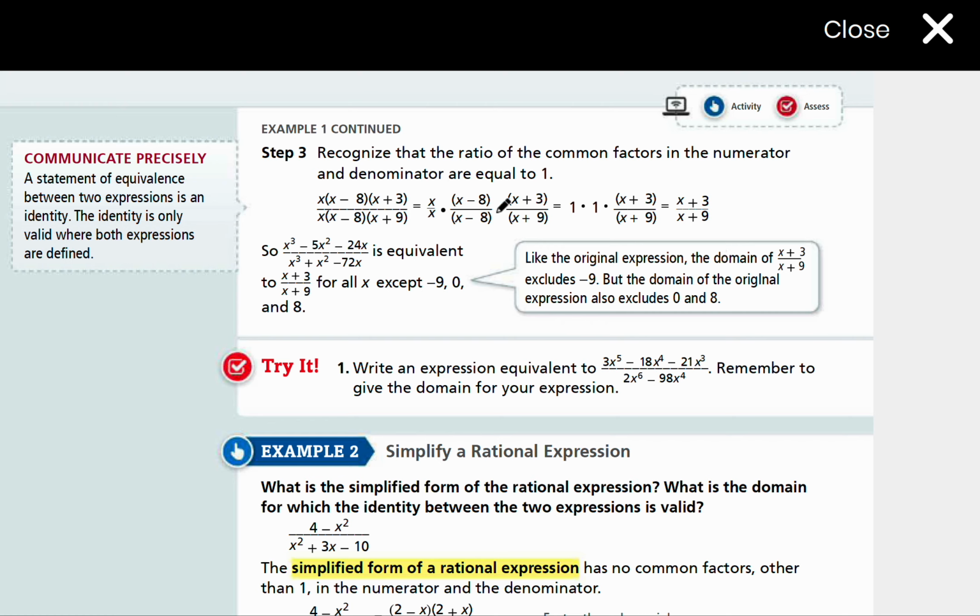Write an expression equivalent to 3x to the 5th power minus 18x to the 4th minus 21x cubed over 2x to the 6th power minus 98x to the 4th power. Remember to give the domain of your expression. So do the same thing, write an equivalent expression. You can write a simplified expression, or you can factor them out and call it an equivalent expression. Either way, give the domain for your expression. Pause the video, see if you can do it by yourself. Come back when you're ready for answers.